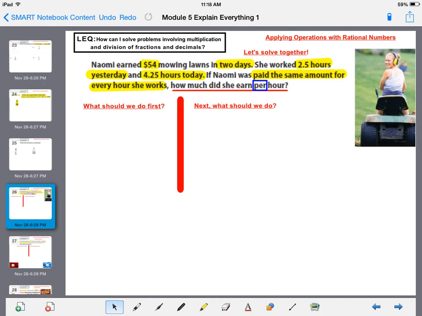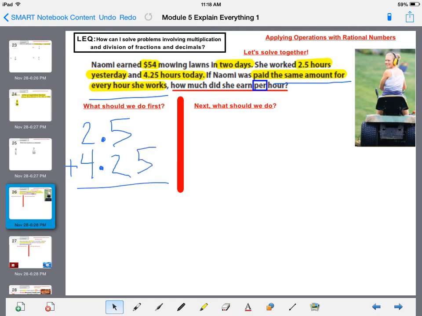Well, one very important and interesting fact is that she is getting paid the same amount for every hour that she works. So since we know that, we can go ahead and add the hours that she worked yesterday, which was 2 5/10, with what she worked today, which is 4 25 hundredths. Be careful, make sure that you line up those decimal points. And so we can put our imaginary 0 there, and we can add the total number of hours that she worked yesterday and today. Now, total, we line up these decimal points. She worked 6 75 hundredths hours.